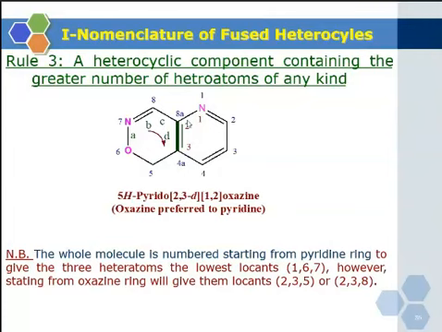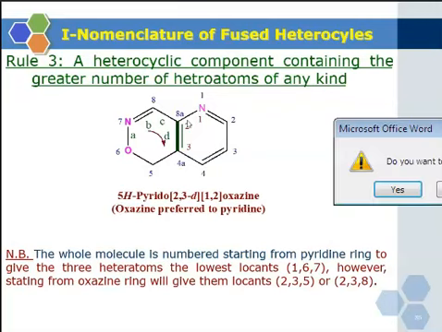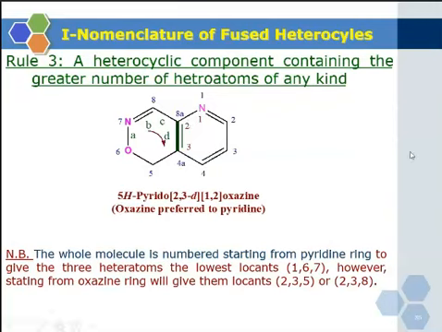Rule number 3. A heterocyclic component containing the greater number of heteroatoms of any kind. Here we can see the example. Here we can see both the rings bear heteroatom. However, here the number of heteroatoms is more as compared to this. Okay, here we have to note that the whole molecule is numbered starting from the pyridine ring in order to give the 3 heteroatoms the lowest possible number.